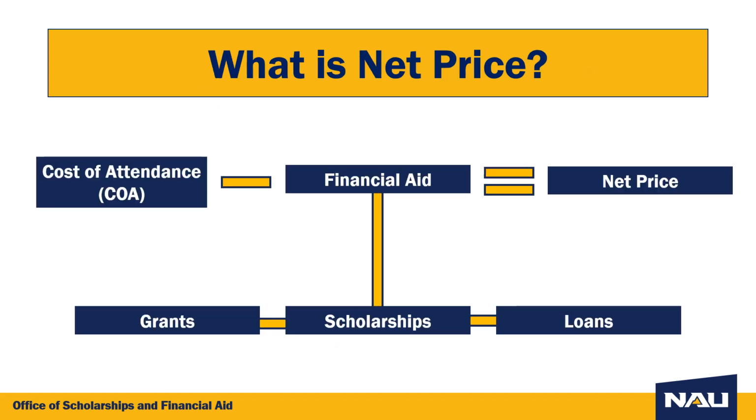Now let's talk about the net price. This is the remaining amount of direct and indirect costs after your financial aid has been applied. It's calculated as the cost of attendance minus financial aid and encompasses awards such as grants, scholarships, and your student loans. Colleges and universities are required to provide net price calculators on their websites, allowing you to estimate your out-of-pocket expenses. For example, here at our institution, you can find the net price calculator on the Office of Scholarships and Financial Aid website.